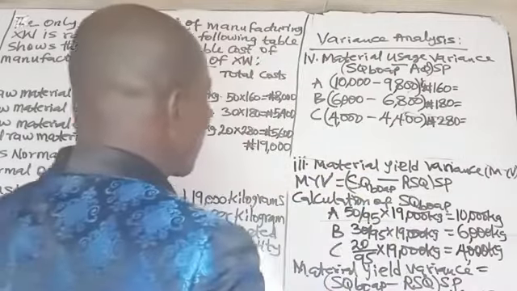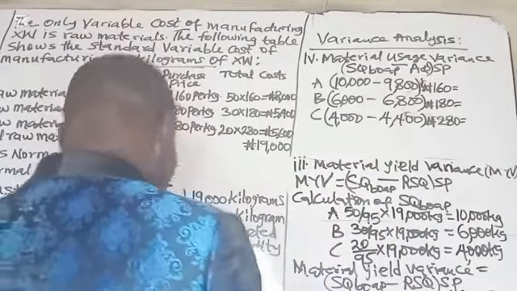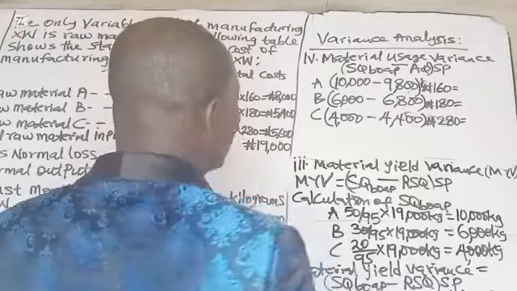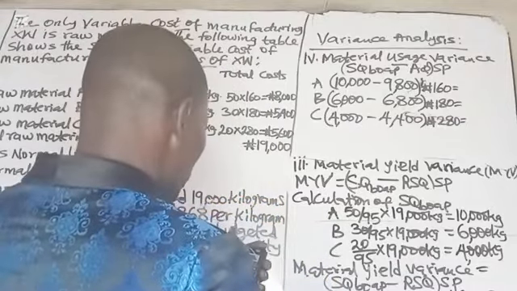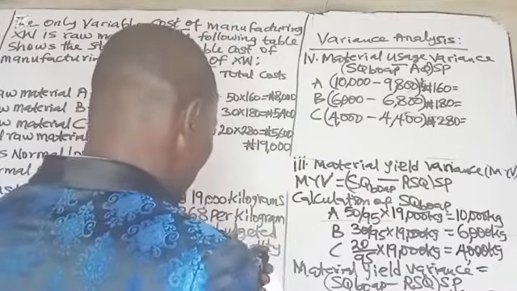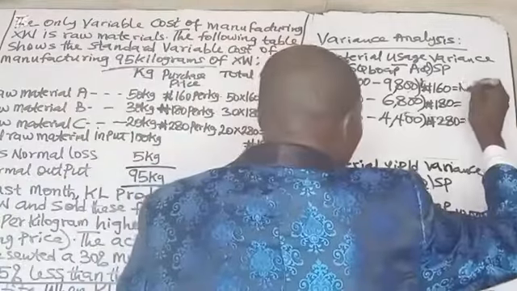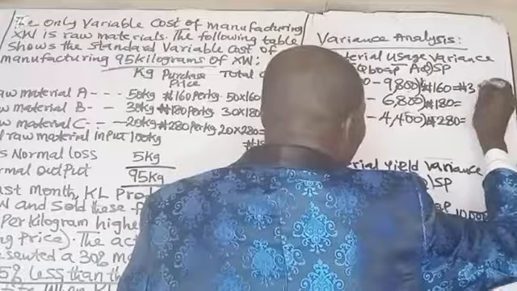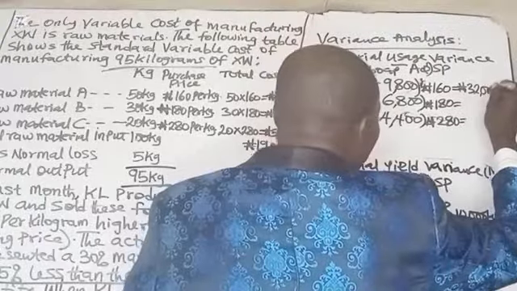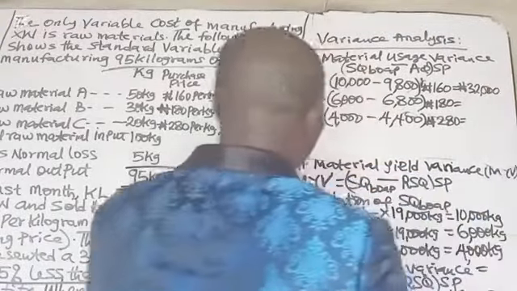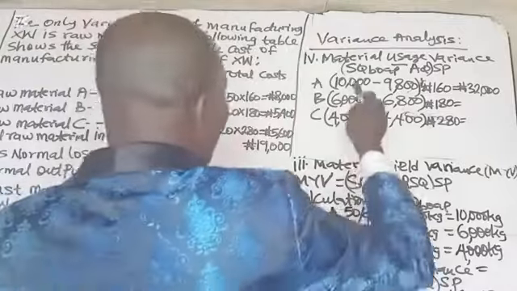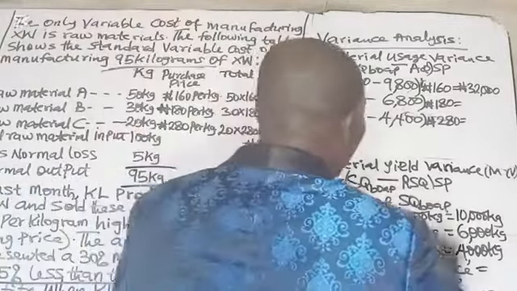Therefore, what will be the material usage variance? 10,000 minus 9,800, that would be 200. 200 times 160. That gives us 32,000. What is used is less than planned. That is a favorable variance.